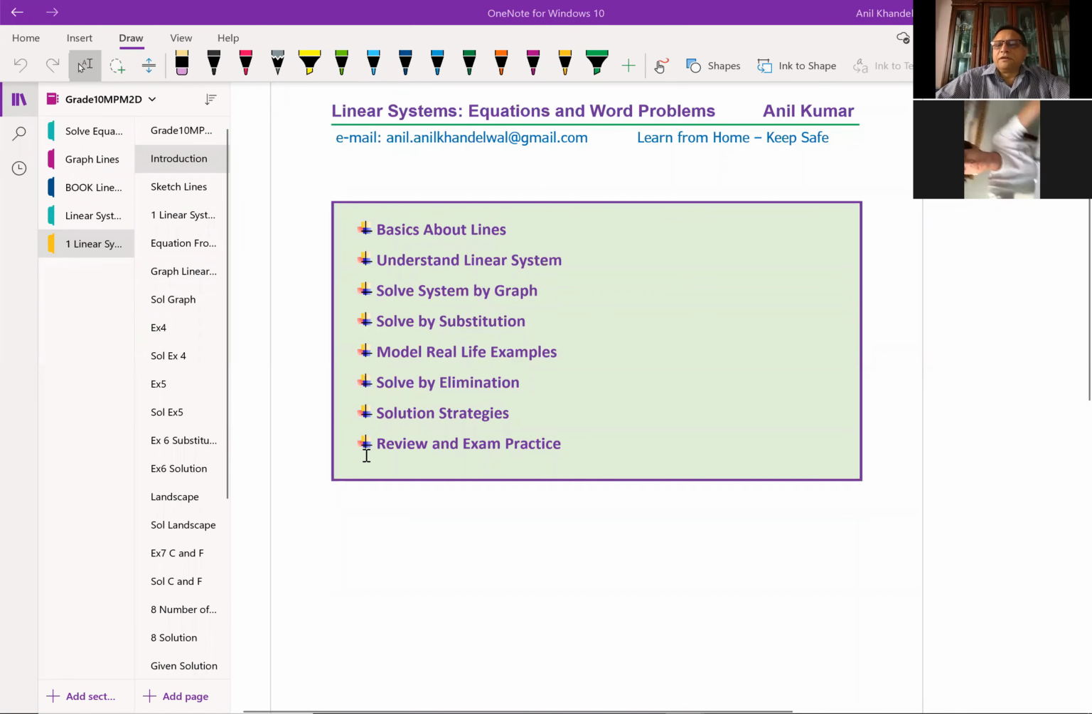So you can see the screen, right? Yes. Okay. So that is the linear system chapter which we are working on. We have already discussed basics about the lines. We understand what a linear system is. We also know how to solve a system by graph and how to solve a system by substitution. We took up some real life examples, and today we are going to solve by elimination. The elimination method, right? So just review a few pages.